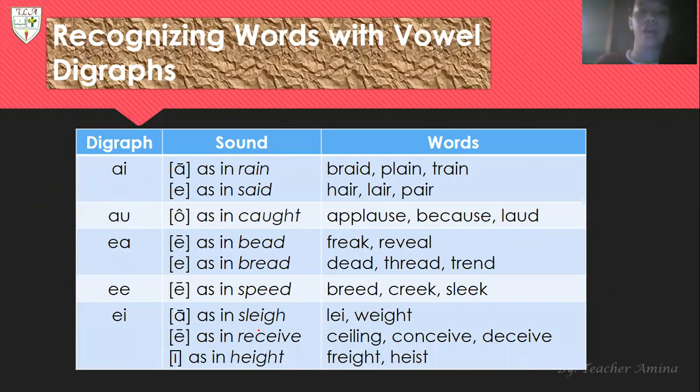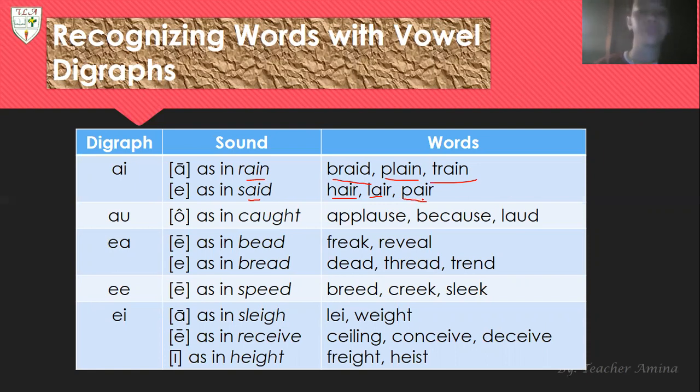For example, we have the digraph AI. It has two sounds. We have the long A as in rain and the short E as in said. Some examples for the long A sound as in rain: braid, plane, and train. For the short E sound as in said: hair, layer, and pair.